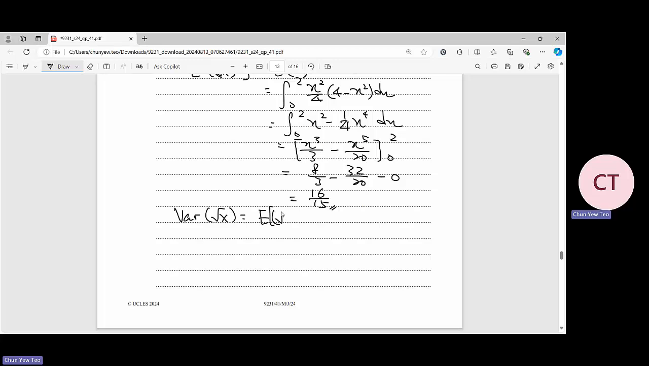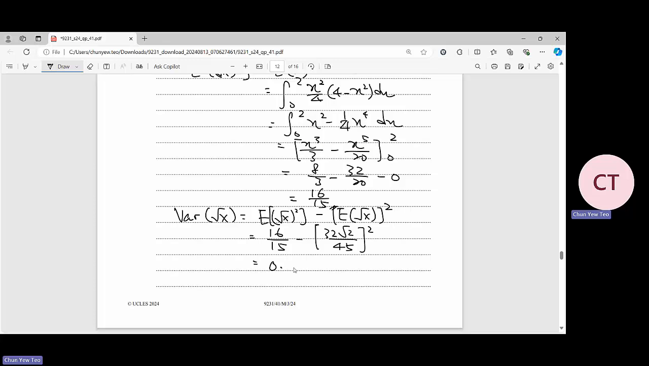To be more precise, it's supposed to be x squared like this, minus the square root of x, squared. So it will be 16 over 15 minus 32 over 45 squared. And if you press the calculator, so this value, I think maybe we can just directly press it.